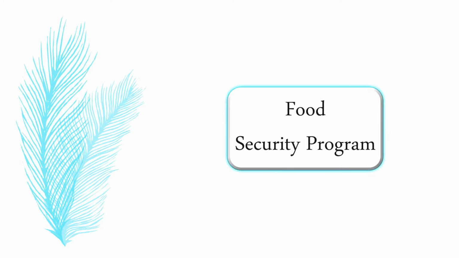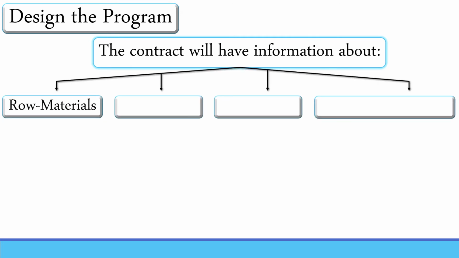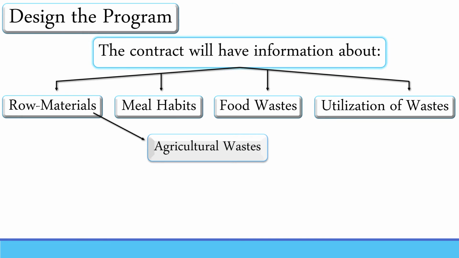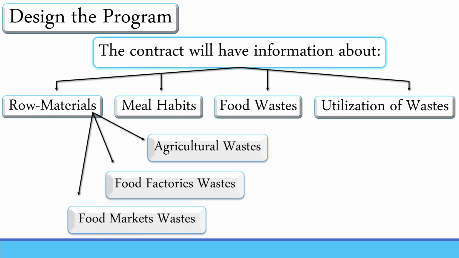Food security program. Design of the program. The content of the program will have information about raw material, meal habits, food wastes, and utilization of food wastes. The raw material section will have information about the ingredients of food and the content of macro and micronutrients of each ingredient severally, and some information about wastes like agriculture wastes, food factories wastes, and food markets wastes. It will have all the information about all raw materials.